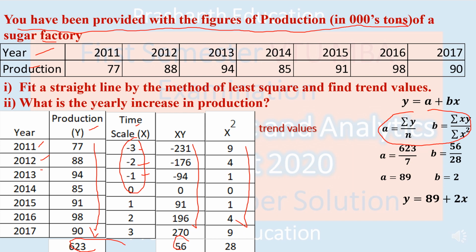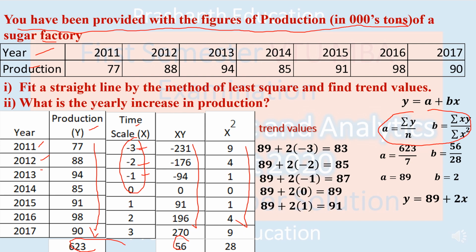So we will calculate the trend values now. For the first one, it will be 89 plus 2 into minus 3, that is 83, 85, 87, 89. See, minus 3, minus 2, minus 1, these values I have taken and calculated my trend values.